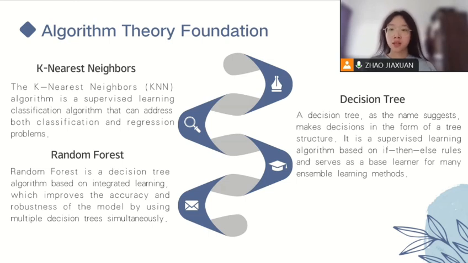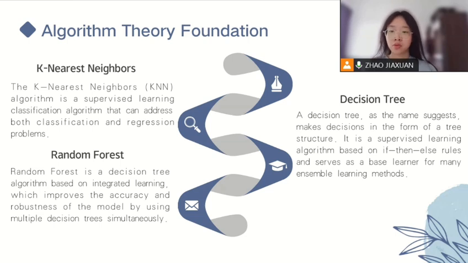The third part is organization and theoretical foundation. This research uses 5 model algorithms. The first is K-nearest neighbors. The K-nearest neighbors algorithm is a supervised learning classification algorithm that can address both classification and regression problems.